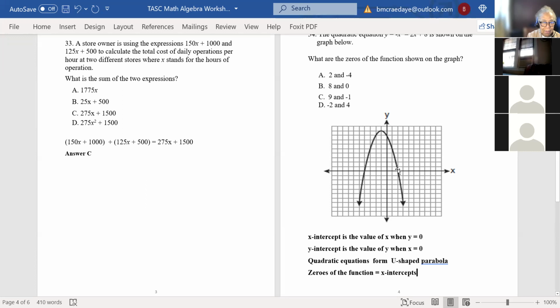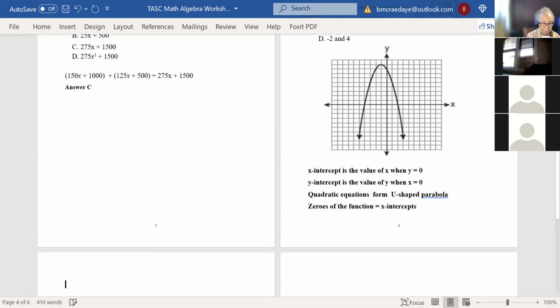Let me see. 1, 2. That's right. And what's the value over here? 3, 4, negative 4. That's right. So therefore it's positive 2 and negative 4. So what are the zeros of the function? What is the answer? A, B, C, or D? A. That's right. So the answer is A.